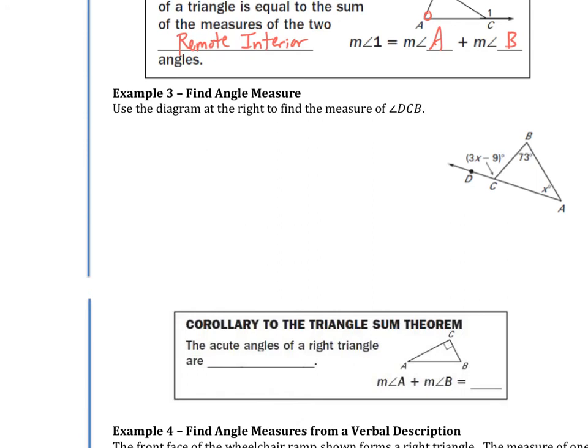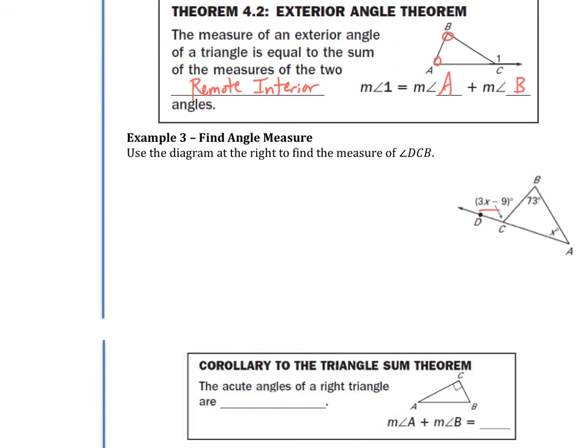All right. So example 3 says, use the diagram on the right to find the measure of angle DCB. So first, we have to find the value of x before we can find the value of DCB. This exterior angle is going to be equal to the two remote interior angles, or the non-adjacent ones. So it's just like the theorem above.